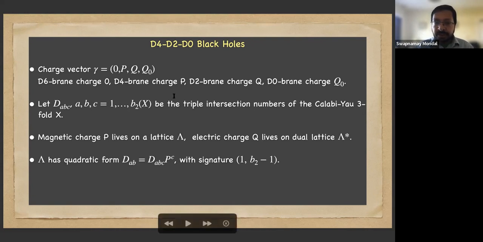It's B2 because you have a D2 brane. You have B2 many 2-cycles, and the D2 brane can wrap all those 2-cycles, and correspondingly you will have different kinds of charges. That's why it's B2. Is it clear?